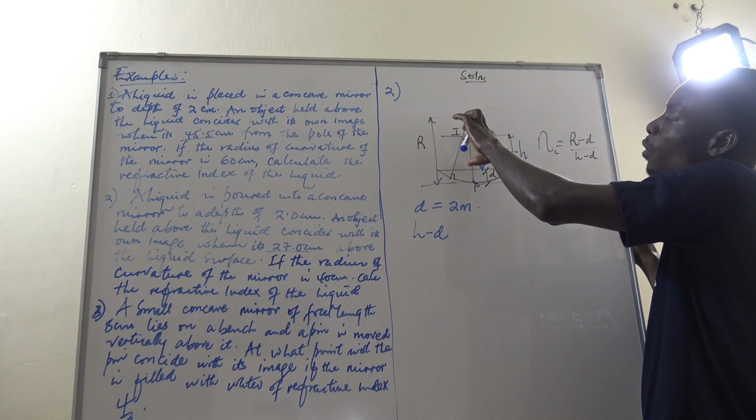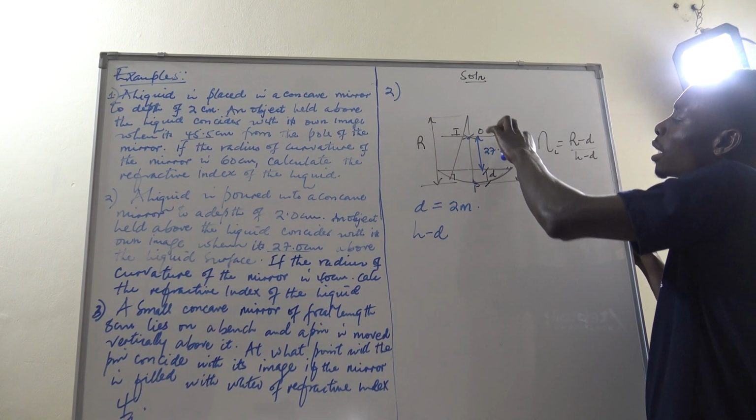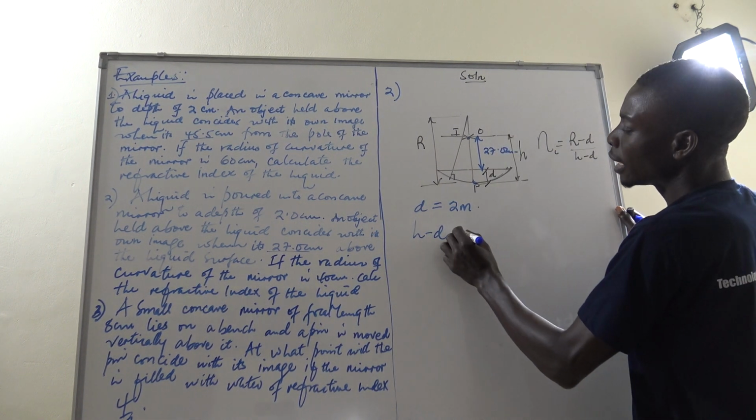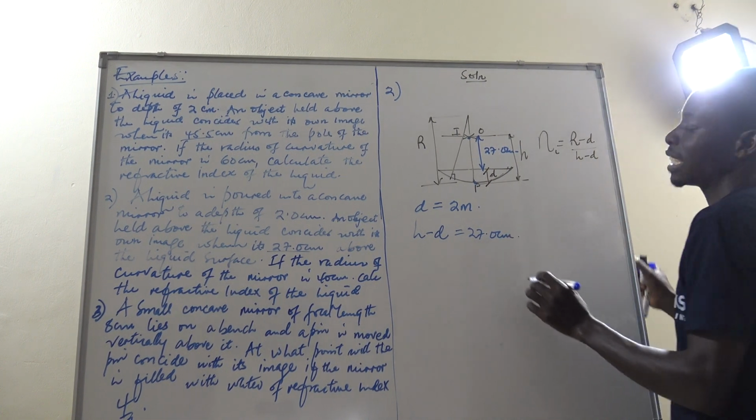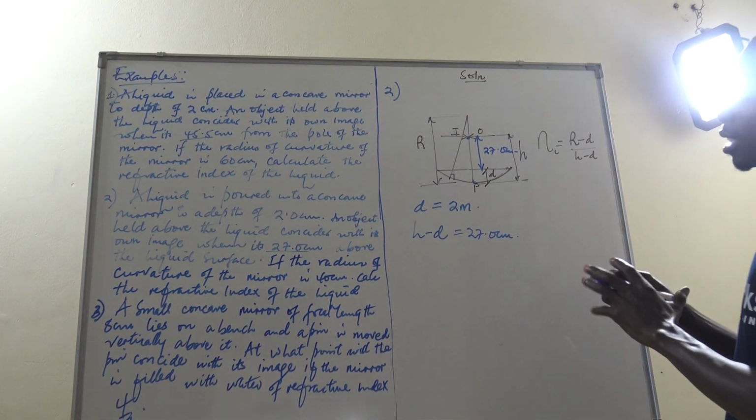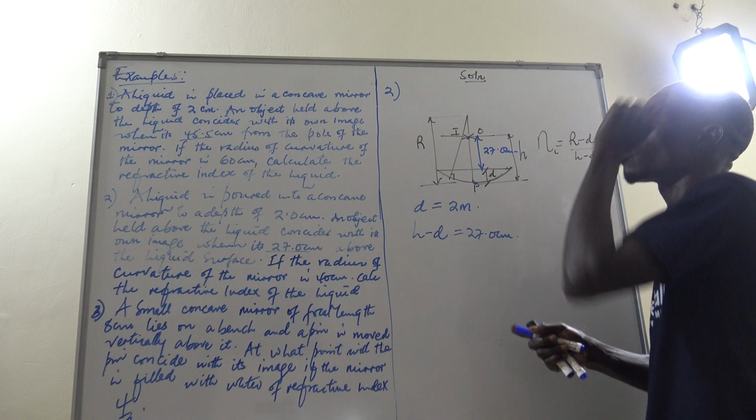But now they have given you this. Remember, this is the same as h, subtract away d. And that is what we are calling it 20. So you need to understand such tricks. Is that okay? So 27 is from the surface.